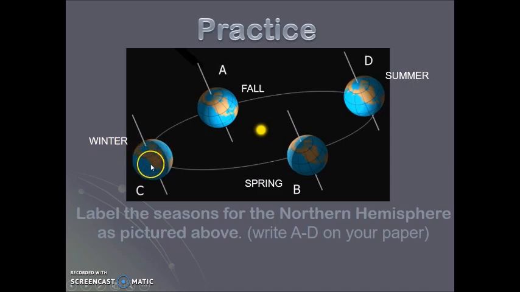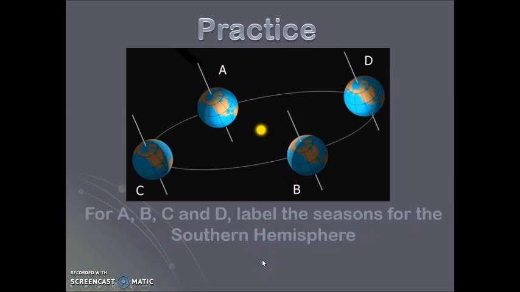If we then continue to move counterclockwise, we come to this position. And what season comes after winter? Spring. So as long as you remember that spring comes after winter, and that fall comes after summer, and that the Earth is moving counterclockwise around the Sun, you should be able to correctly label both fall and spring on any picture. So let's try again. This time, let's label the seasons for the Southern Hemisphere.